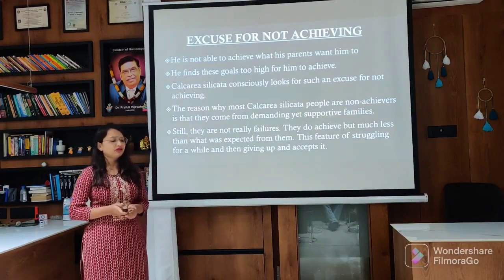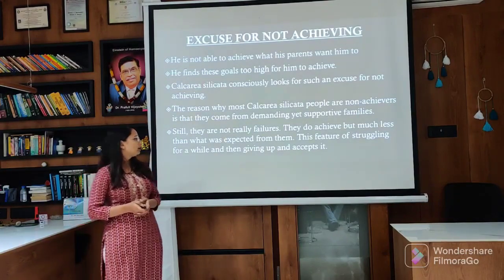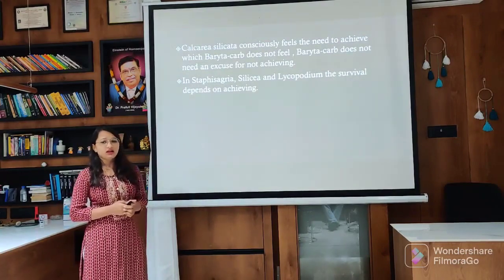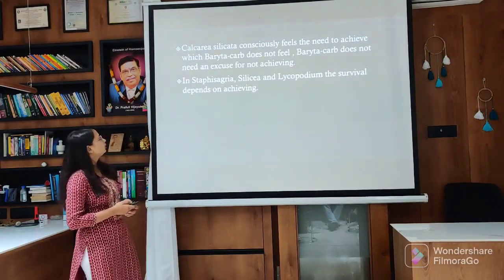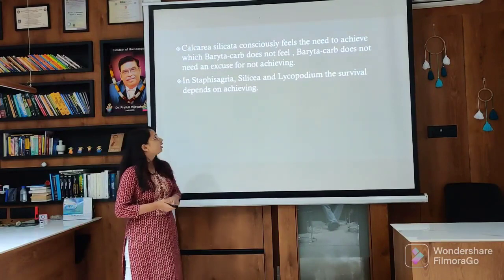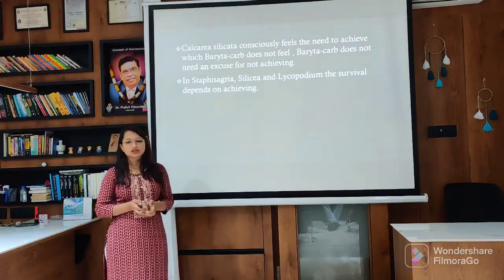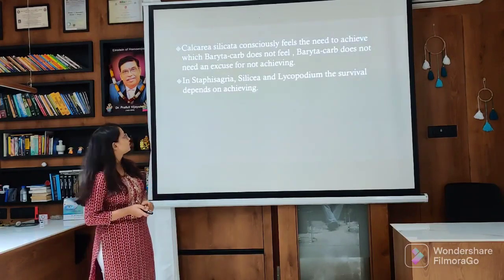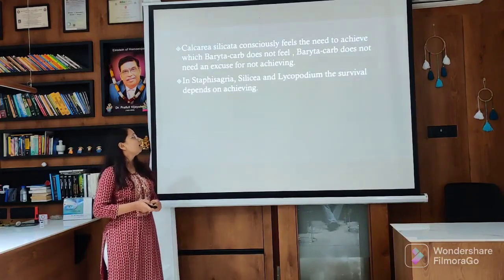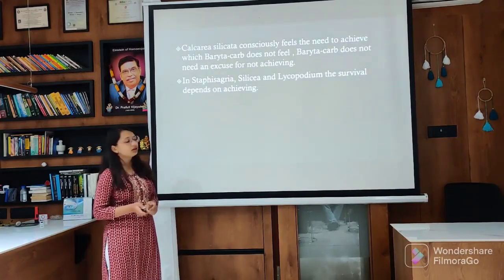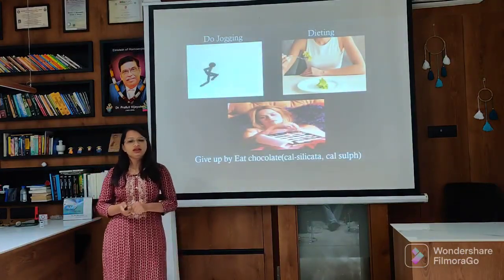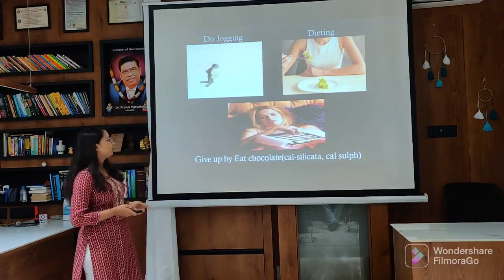This feature of struggling for a while, giving up and accepting it. Calcarea silicata feels the need to achieve, while Baryta carb does not feel it. Baryta carb does not look for an excuse for non-achieving. In Staphysagria, Silicea and Lycopodium, survival depends on achieving. They do jogging, dieting and give up by eating chocolate.